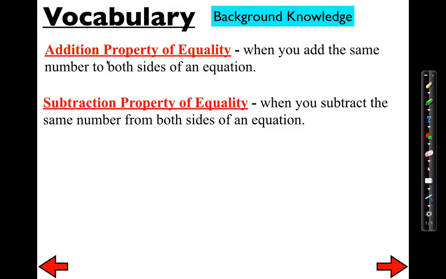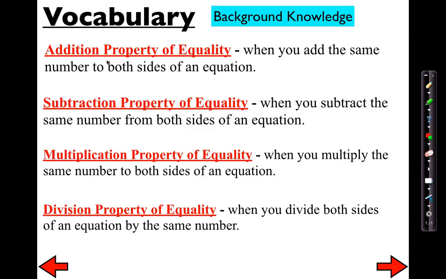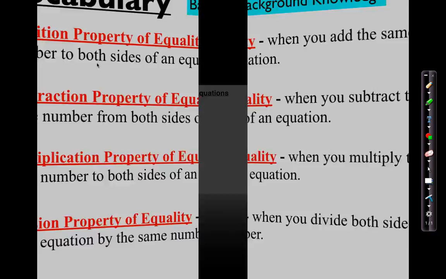Now, another thing that we're going to be utilizing in today's lesson is the different properties of equality. Whatever you do to one side, you do to the other, whether it's addition, subtraction, multiplication, or division. We will be utilizing these in attempts to isolate the variable.